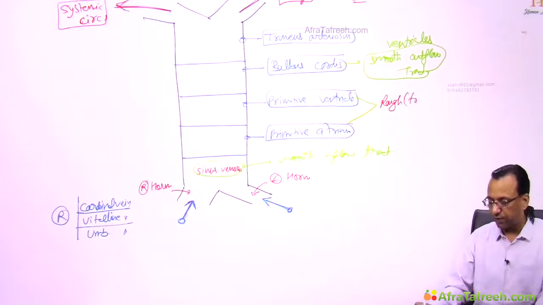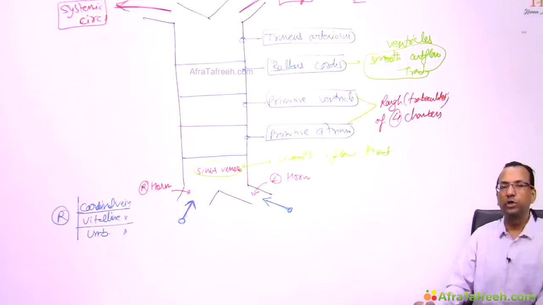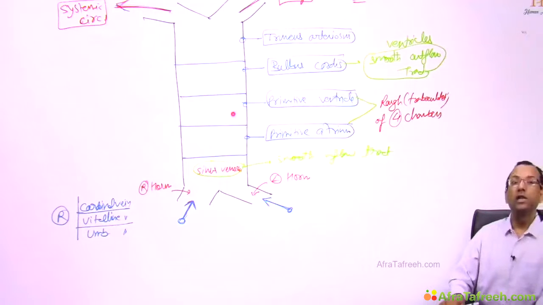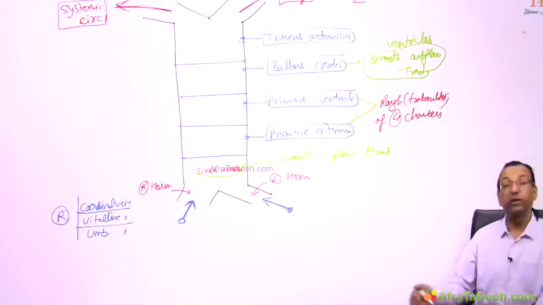Rough and trabeculated portion of what? Of the 4 chambers of the heart. If you say 4 chambers, I can see only 2. How will they become 4? Because I see there is a primitive atrium and a primitive ventricle. Later some septum will develop, and then there will be 4 chambers. Which septum is developing, can we discuss? Let us discuss which septum is developing.